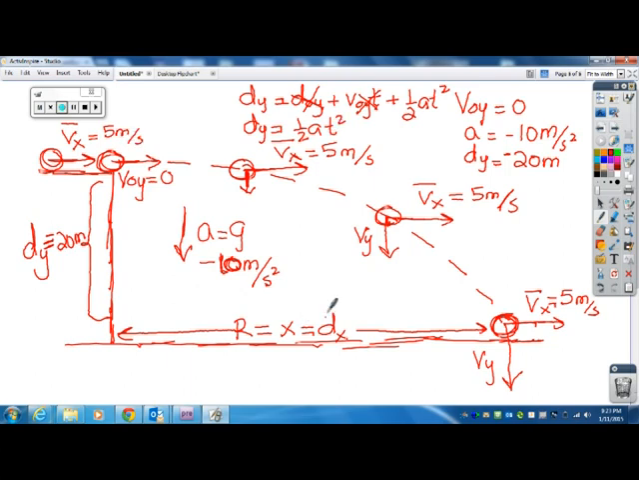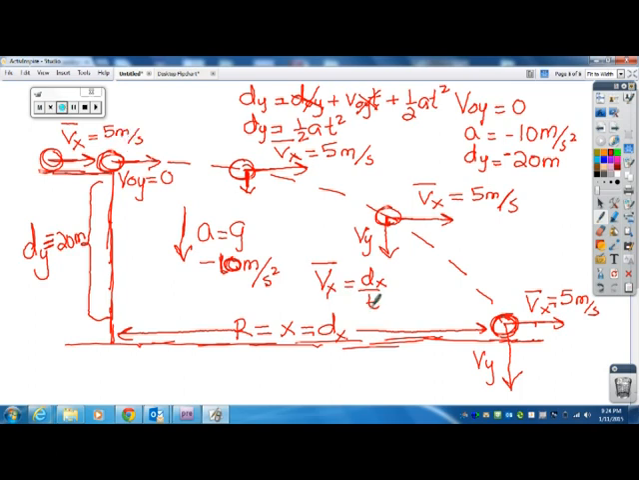So basically, what I'm saying is if you need to find the range, you simply go back to your kinematics equations. Average velocity is displacement over time. Now the displacement is the x displacement, so you can write it as dx, or x, or r. But basically, you know this value: the horizontal velocity is 5 meters per second. That's governing how the ball is traveling to the right.